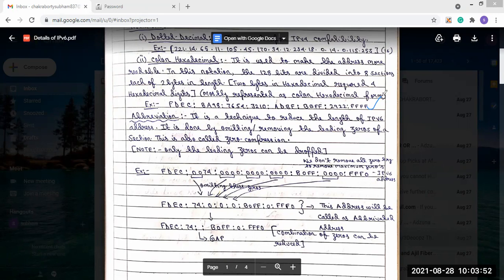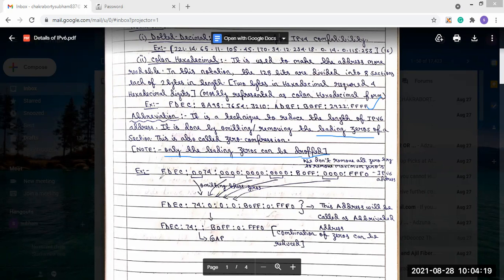Now, how do we reduce the length of an IPv6 address? The length of an IPv6 address is reduced by omitting or removing the leading zeros of a section. Now, you should keep these things in mind: leading zeros. And this is also called zero compression. Only the leading zeros can be dropped. That means we are only able to remove the leading zeros.